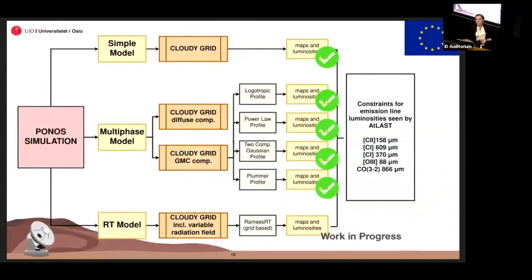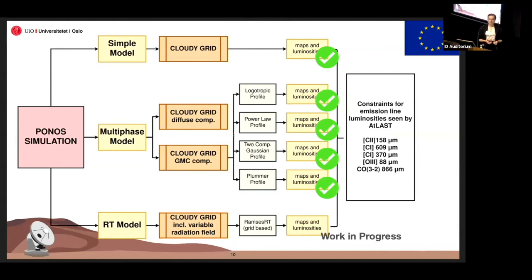As I said, I'm testing different models, and these are the three main models I use. The first one is a simple model where I take exactly what the simulation is giving me, put a cloudy grid on it, and then see what the emission maps and luminosities look like. The second model is the multi-phase model, where I divide the gas into a dense component and a diffuse component. For the diffuse component, again, I use just the simulation values, but for the dense or GMC components, I apply subgrid density profiles, and I'm testing a few of them just to see what difference it makes.